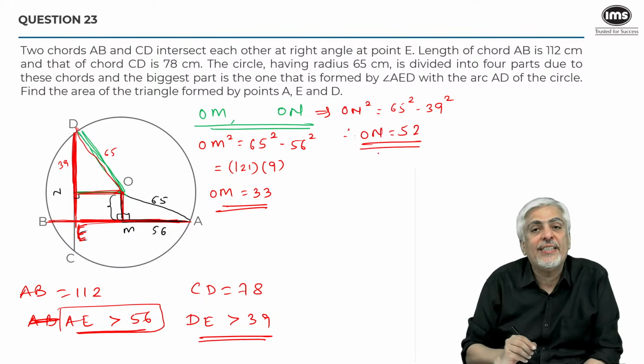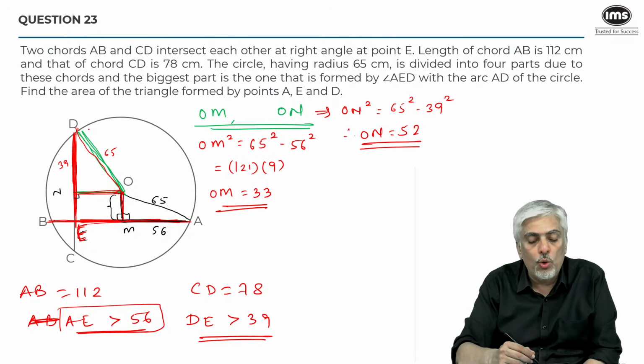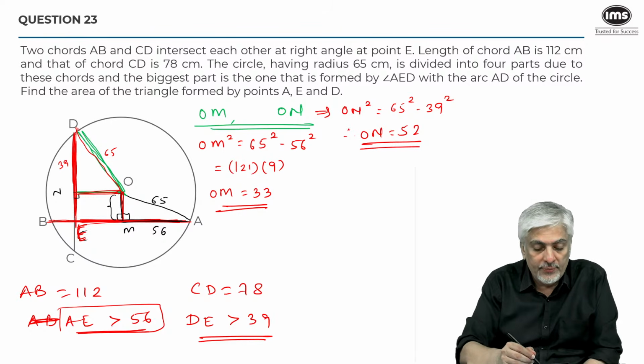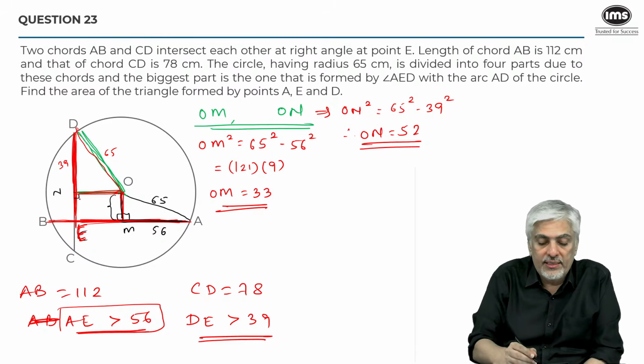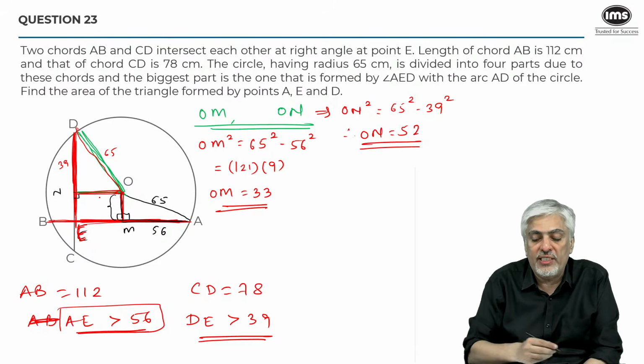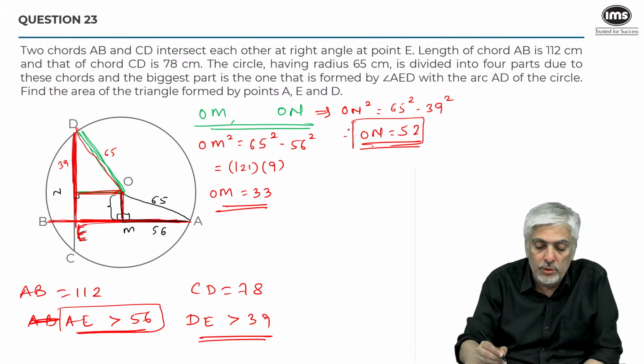I'll repeat this part. Pay attention carefully. OD was 13 5s are. DN was 13 3s are. So therefore, ON has to be 13 4s are, 52. So that is how I got ON also.